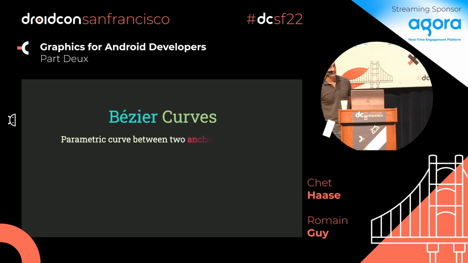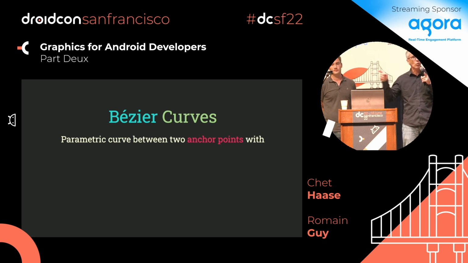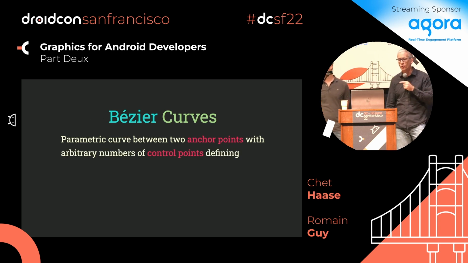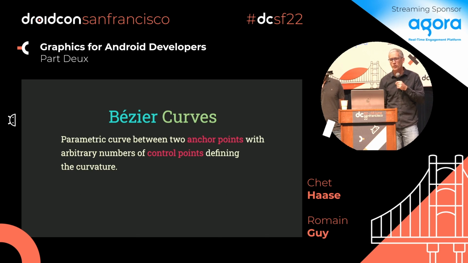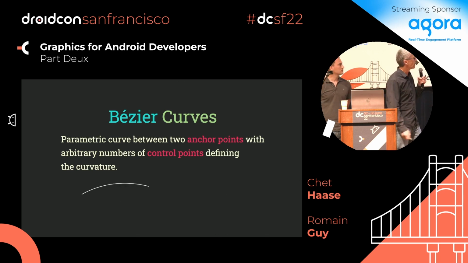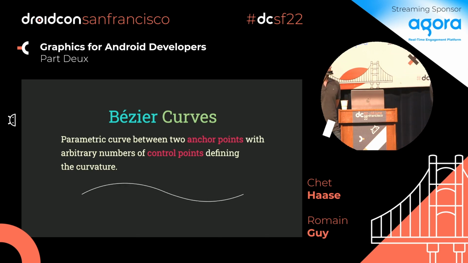All right, so what are Bezier curves? It is a parametric curve between essentially two anchor points that anchor where that thing is going from and to, and an arbitrary number of control points between them, which essentially control the curvature or the slope that the curve takes in between those two anchor points. So here's a graphical representation because it's a graphical talk. So here's this simple curve. This could be represented as a cubic Bezier.